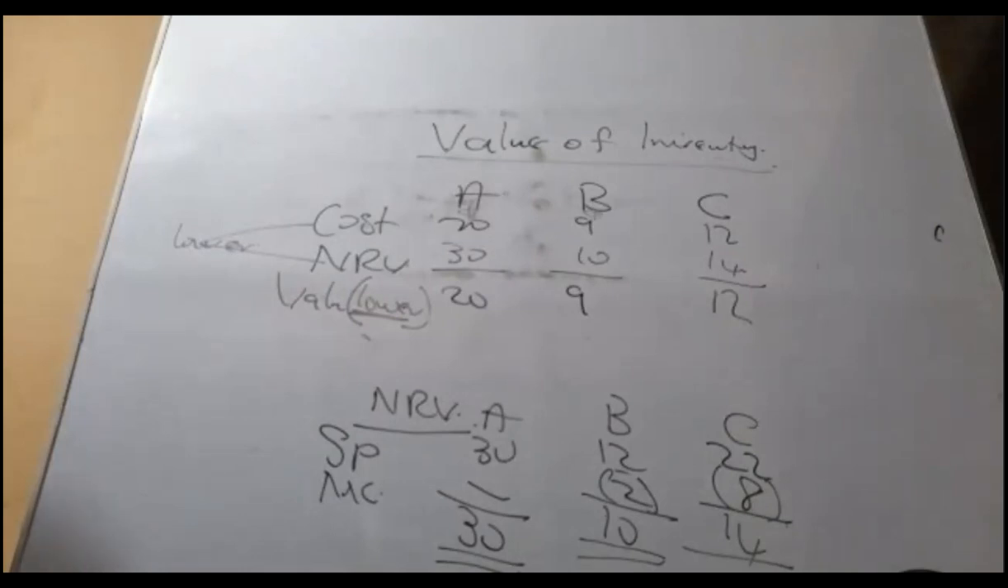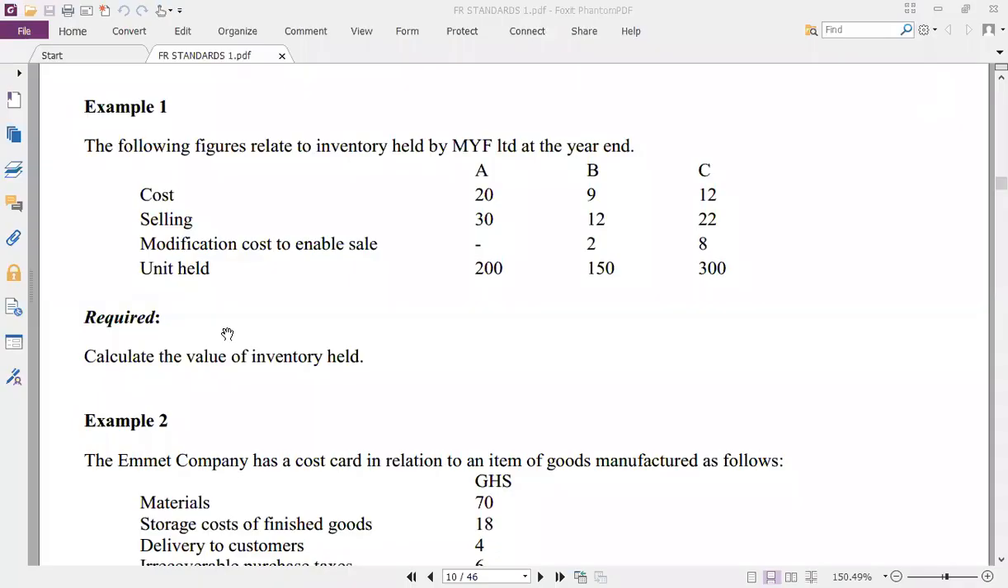Meanwhile, there were some units held. So let's go and value it and get a total. For product A, they have 200 units available. B, they have 150. C, they have 300. So it means that the total value will be what? Now we know the right values to be 29 and 12. So therefore, you multiply and get the total value. That is it. But what we did was what? Per unit.